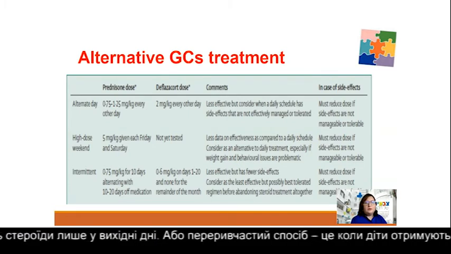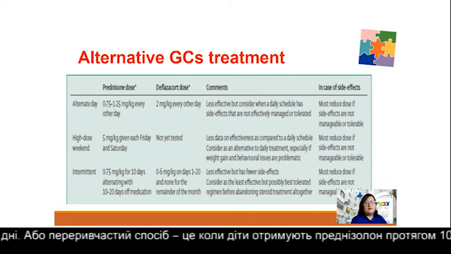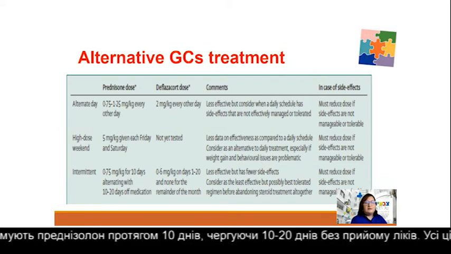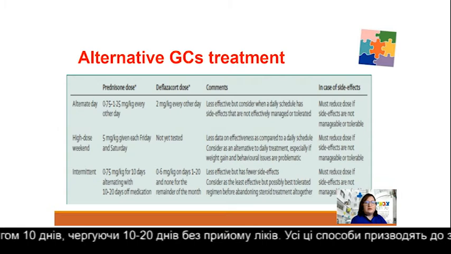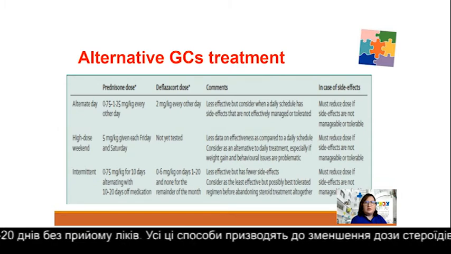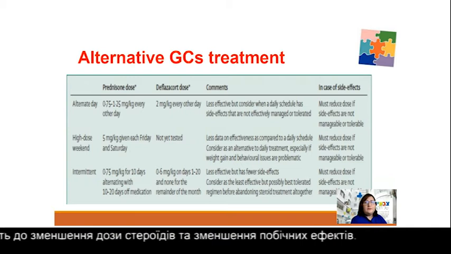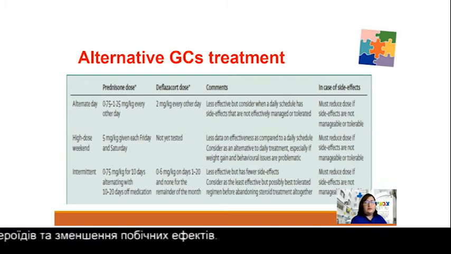Or the intermittent way, where children receive prednisolone for 10 days, alternating with 10 to 20 days without medication. All of these ways lead to a reduced dose of steroids and fewer side effects.